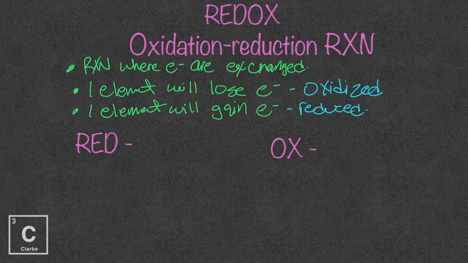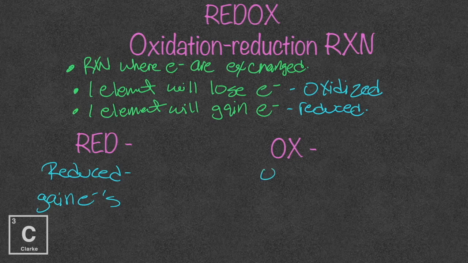So that brings us down here to these other letters. RED for redox means reduced, and an element is reduced when it gains electrons. And then OX means oxidized, and an element is oxidized when it loses electrons.